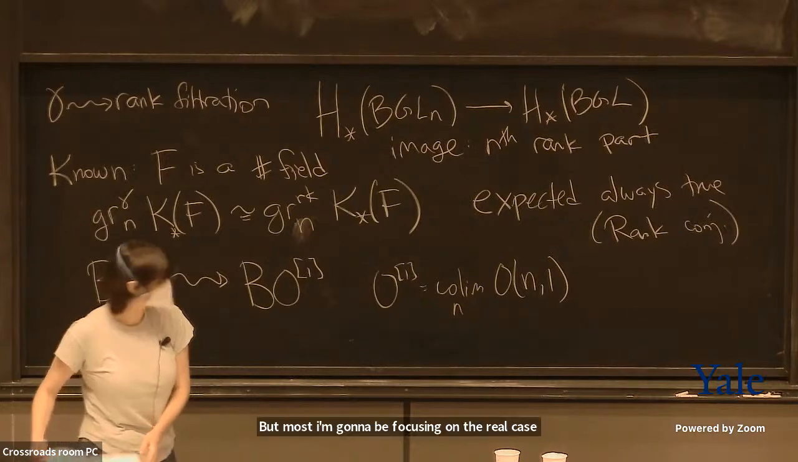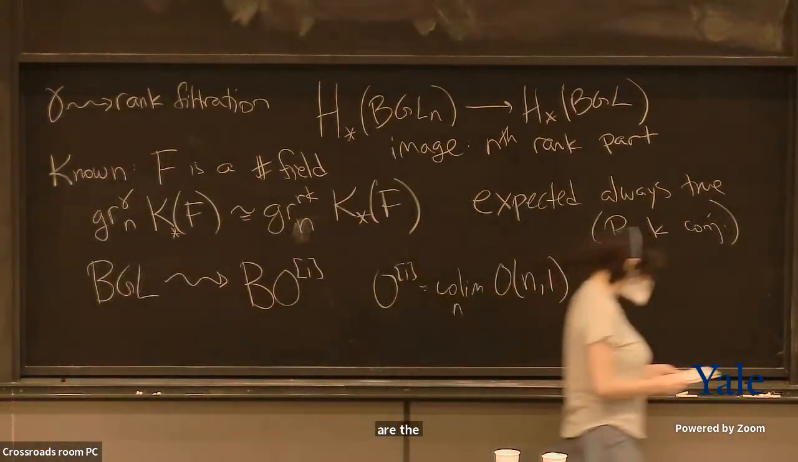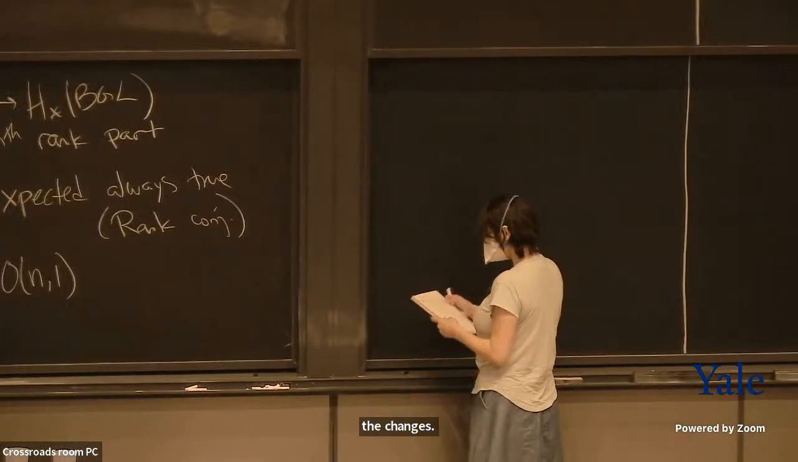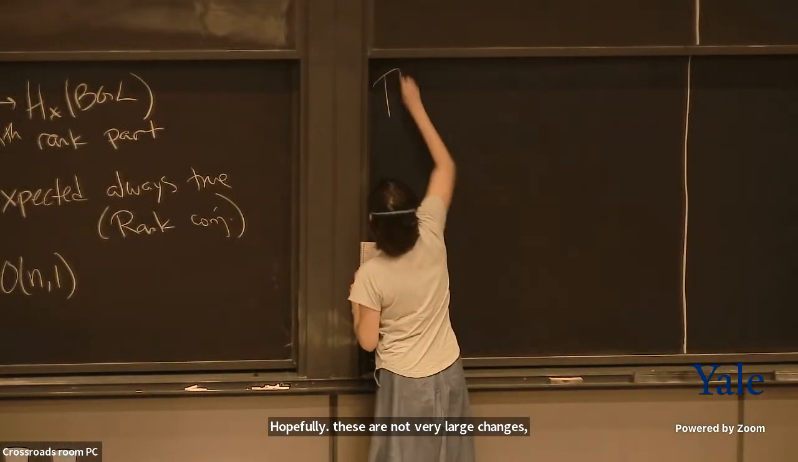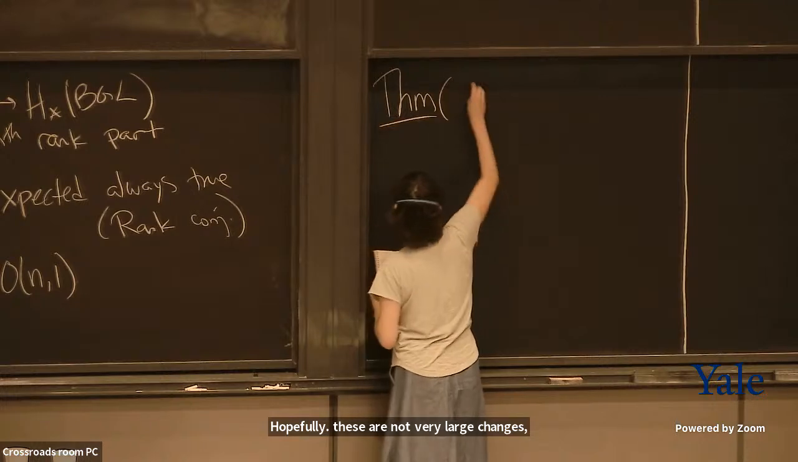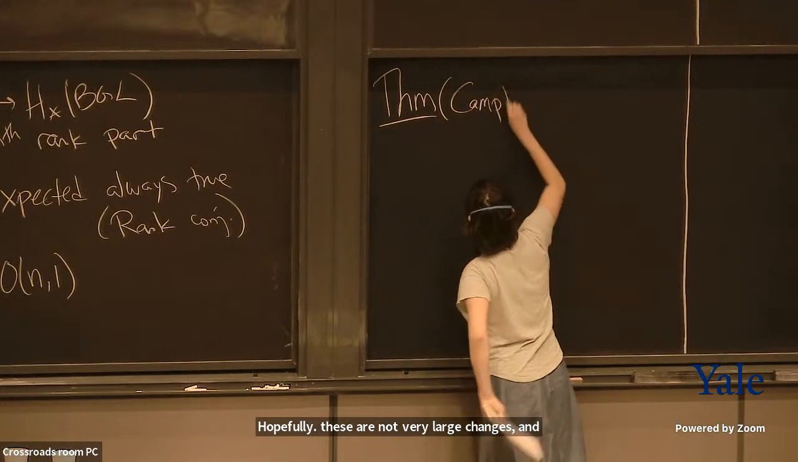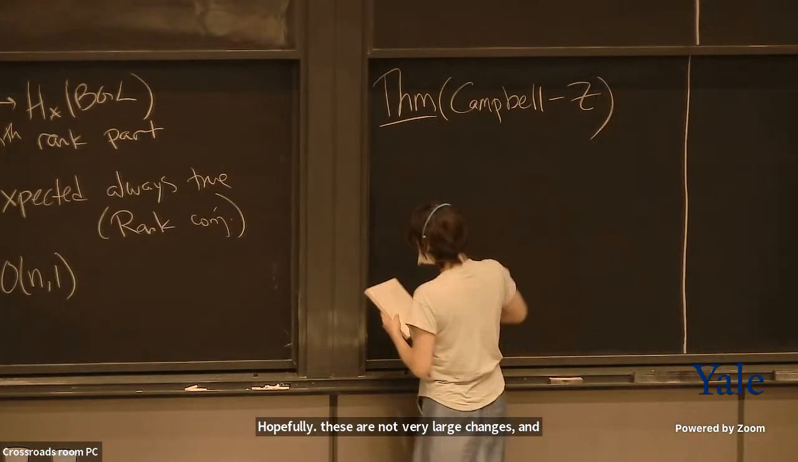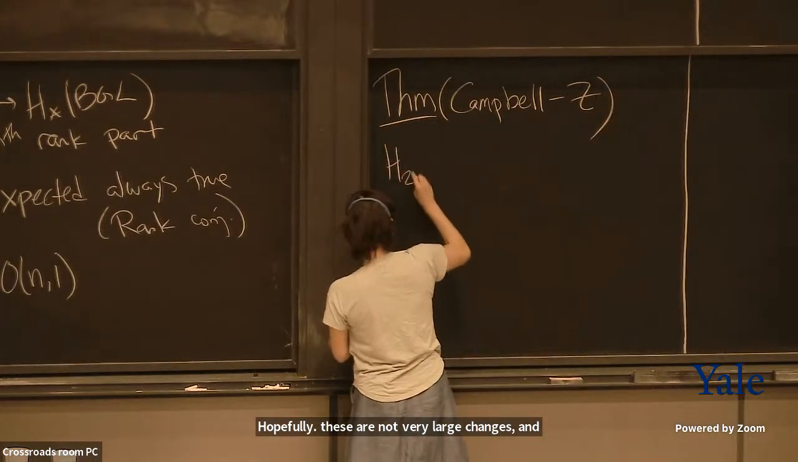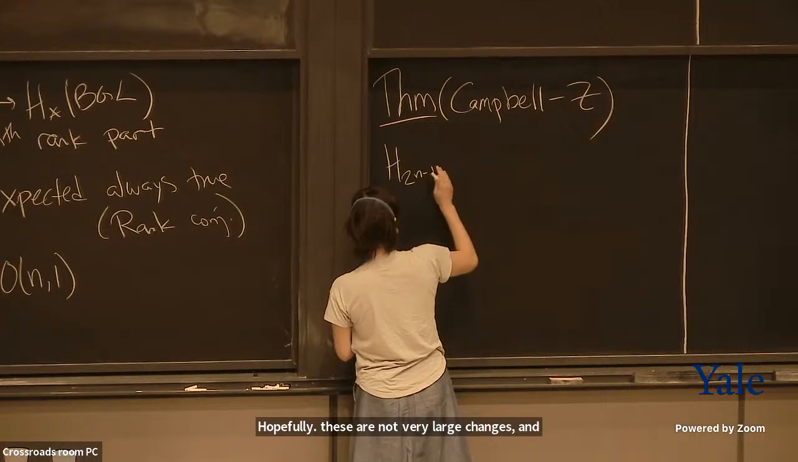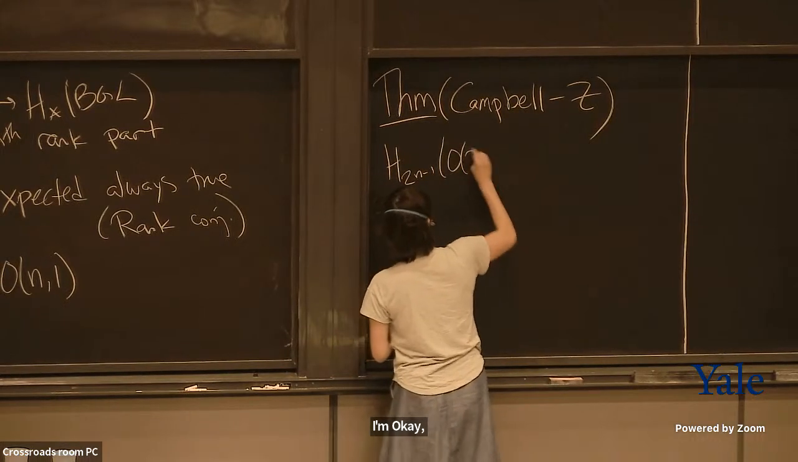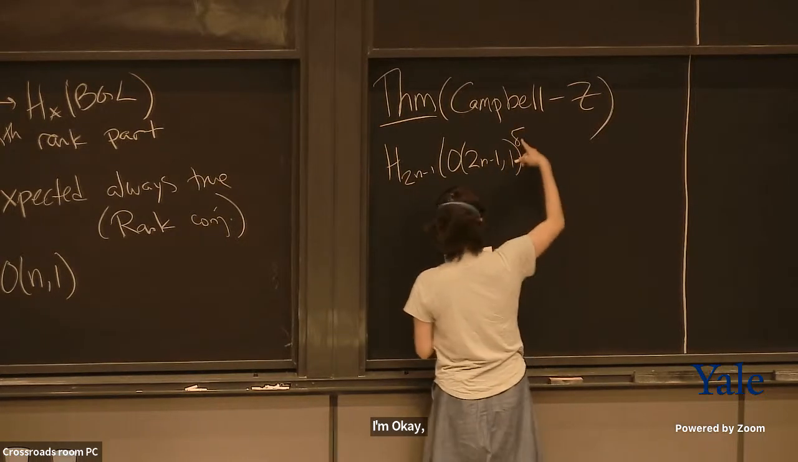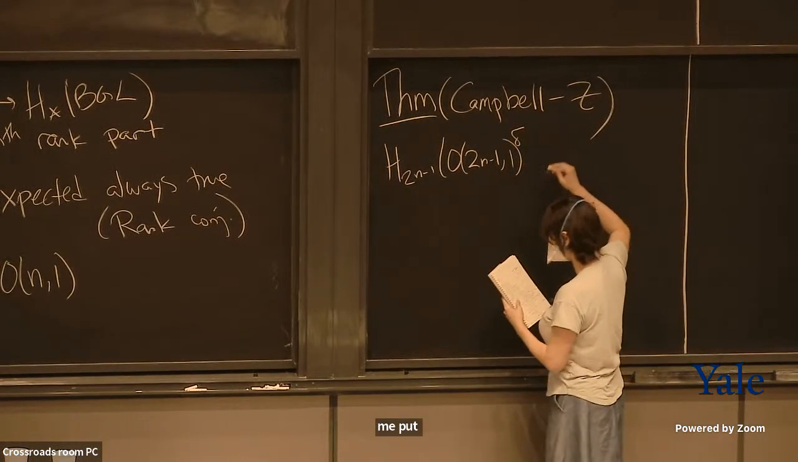And so these are the changes. Hopefully these are not very large changes. And the theorem, which is what I'm going to be talking about, is joint work with Jonathan Campbell. So the theorem is this. I'm going to be putting the delta on here to remind folks that this is a discrete group.